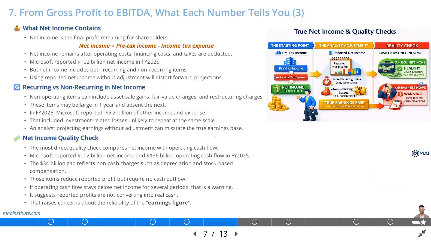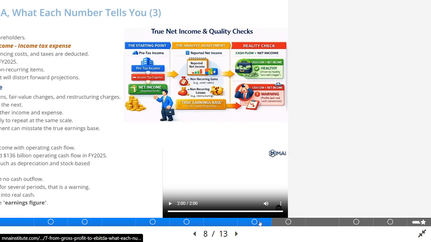Net income quality check. The most direct way to assess net income quality is to compare it against operating cash flow over multiple periods. Microsoft reported net income of $102 billion and operating cash flow of $136 billion in fiscal year 2025. The $34 billion gap is explained by non-cash charges such as depreciation and stock-based compensation, which reduce reported profit but require no cash outflow. When operating cash flow falls significantly below net income over several consecutive periods, it signals that reported profits are not converting into real cash, which raises questions about the reliability of the earnings figure.